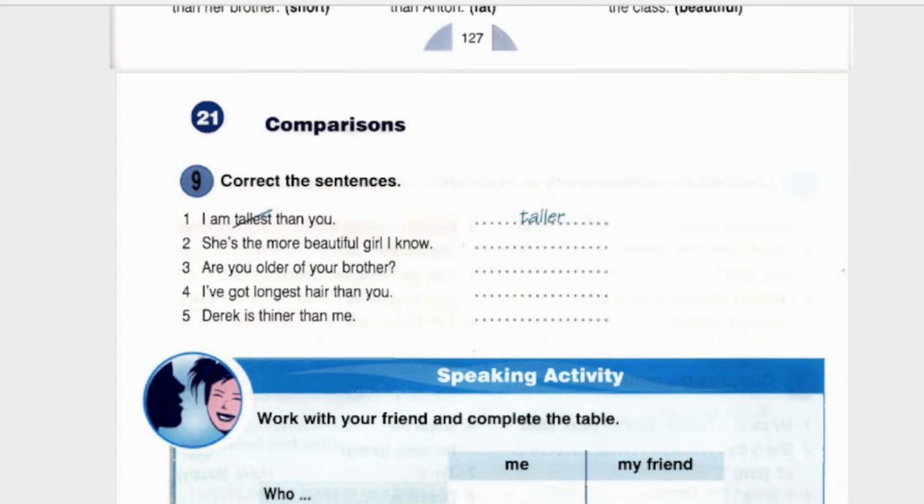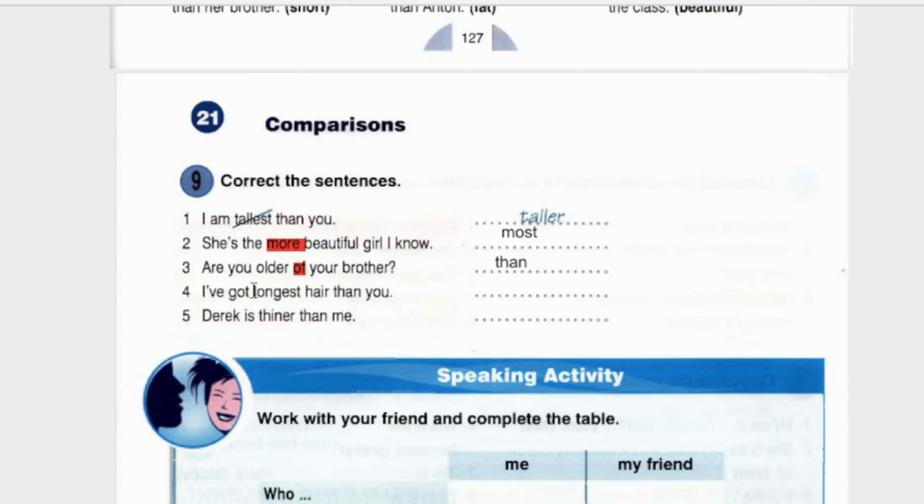Let's do this too. I am taller than you. No, it is the wrong form. We use taller. She is not more. She is the most beautiful girl I know. Are you older? Not of. If we have older, in this case we need to use older than your brother.